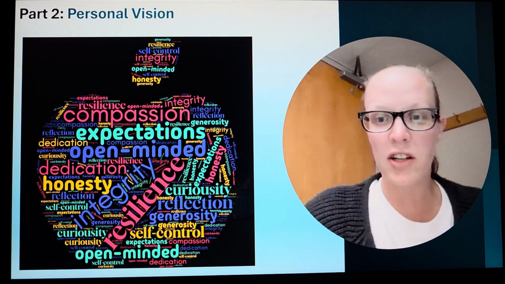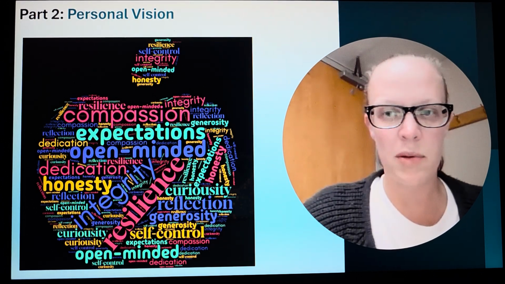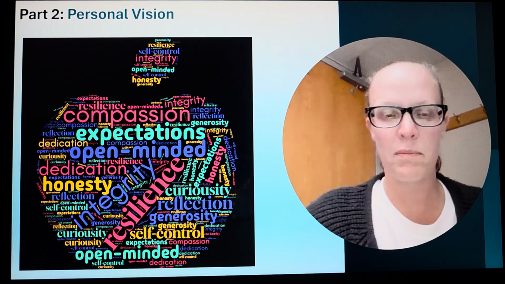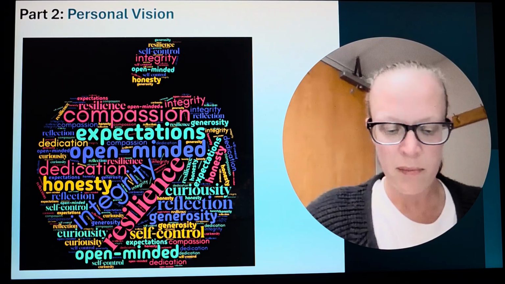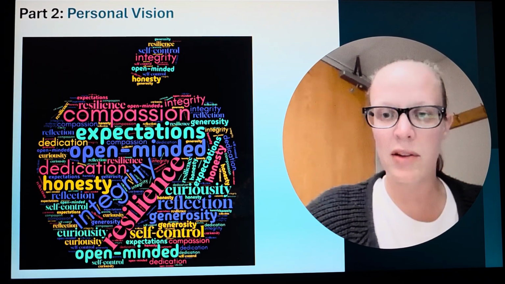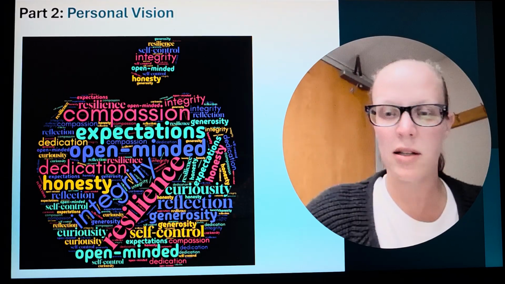Then also reflection. So daily reflection really helps move things forward, make things better in the classroom. Being open-minded about their different beliefs, different backgrounds.